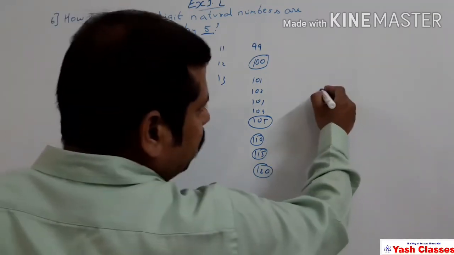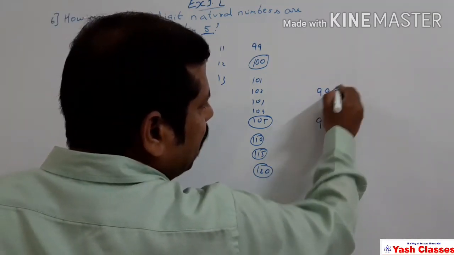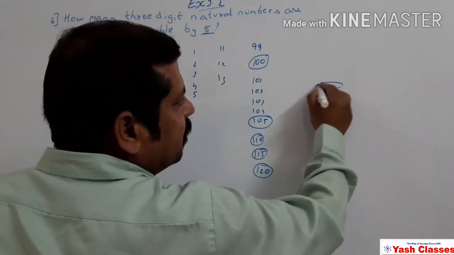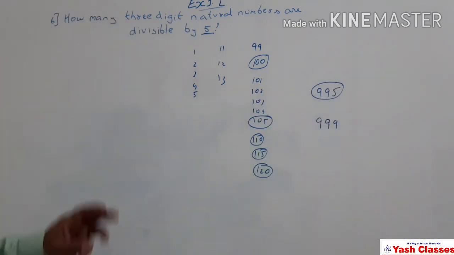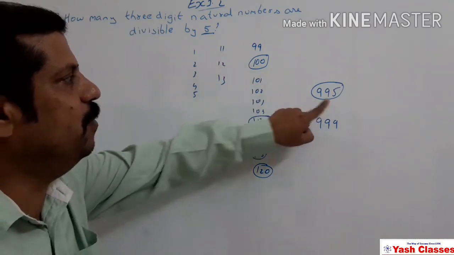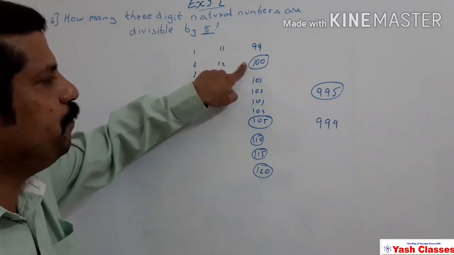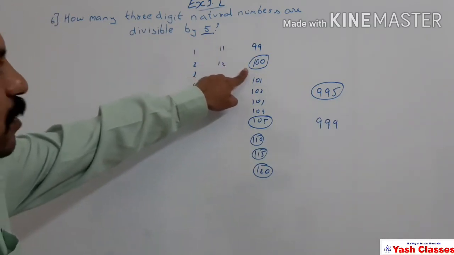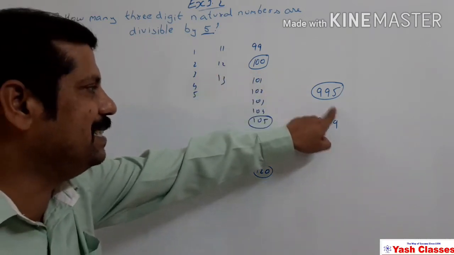And the last number which is going is 995. Means 5 is there. 995 is your last number of 3-digit. And we are starting, this is the first number and this will be the last number. This will be the first number. Why? Because 100 is divisible by 5. The smallest number, and this will be the greatest number.